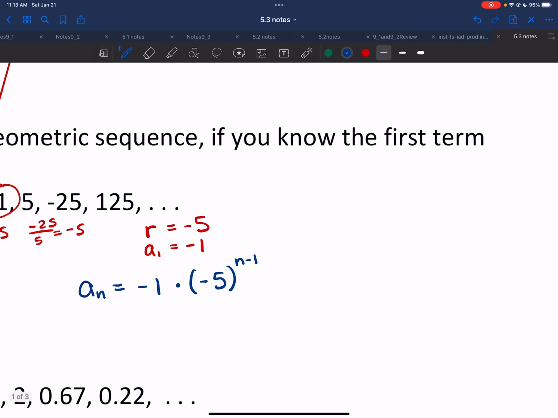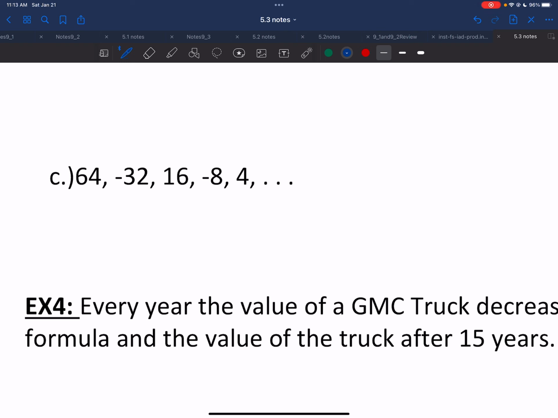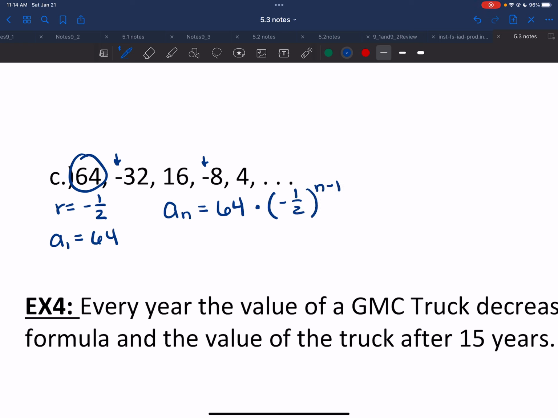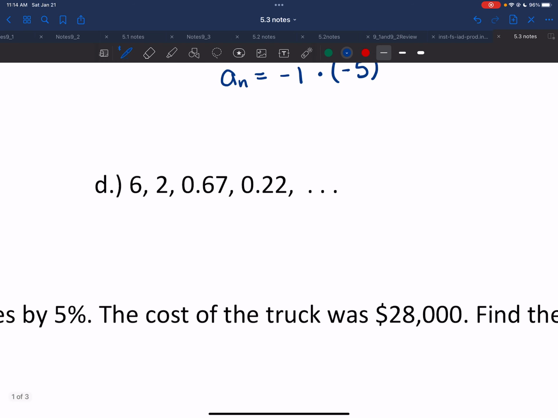All right, let's look at part C. Again, alternating negative signs, which lets me know that my ratio is going to be a negative number. So my r is equal to negative 32 over 64, which gives me negative 1/2. My first term a1 is going to be 64. So my equation is a_n equals a1, which is 64, times negative 1/2 to the n minus 1 power. And one more example before we go through adding some numbers in.